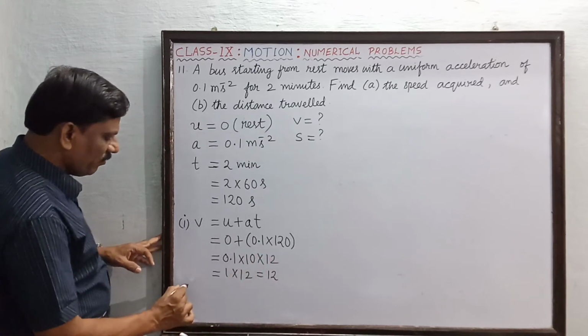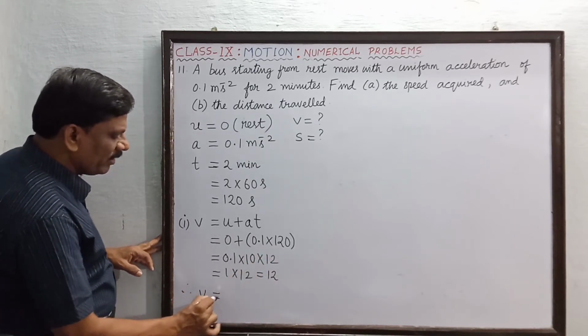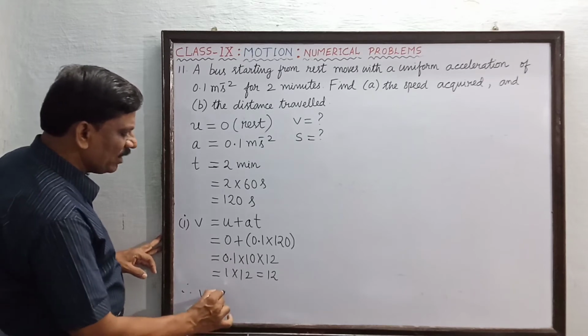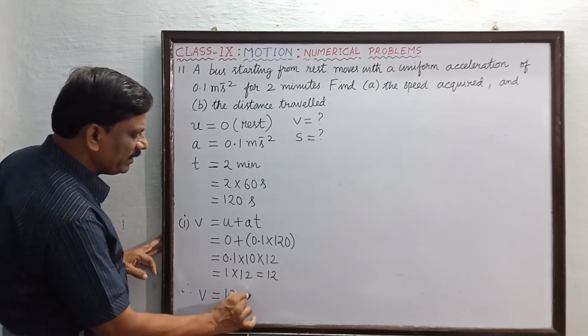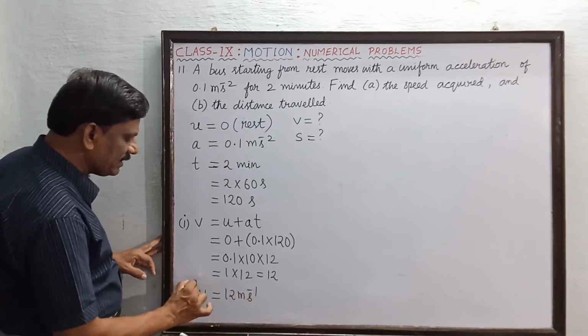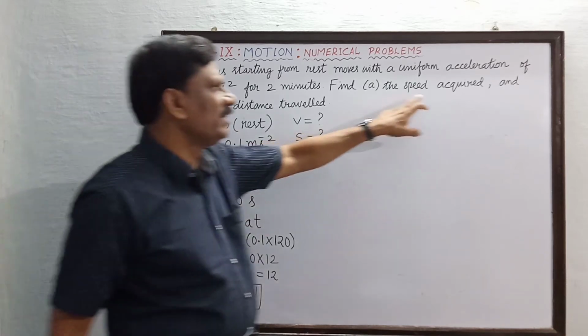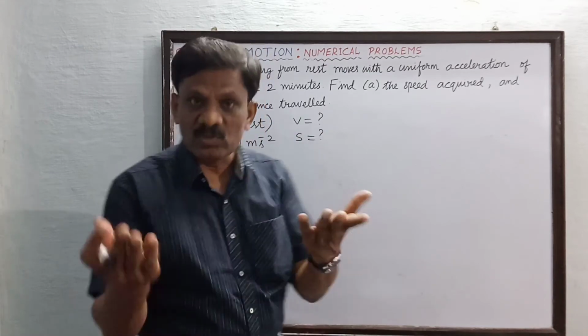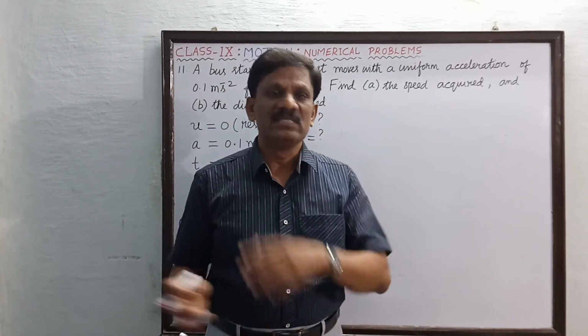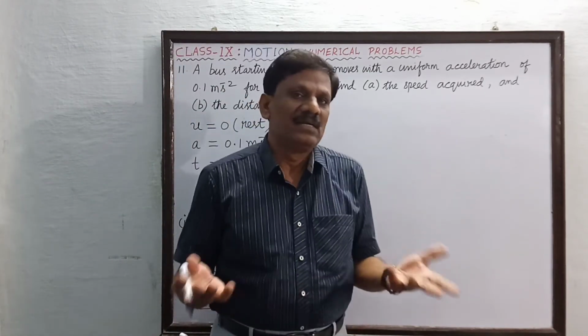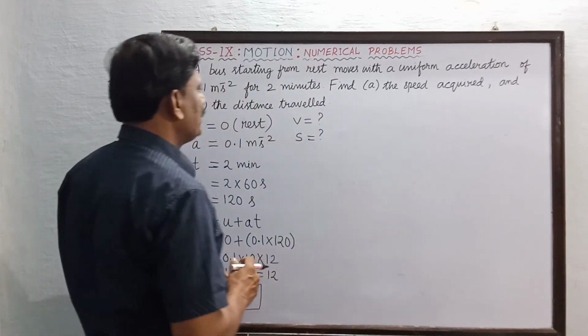Therefore, the velocity gained by the body, or the final velocity of the bus, is equal to 12 meters per second. This is the answer for the first part of the problem. Find the speed acquired. I told you along a straight line motion, speed and velocity both are one and the same. Okay. Now what is next?